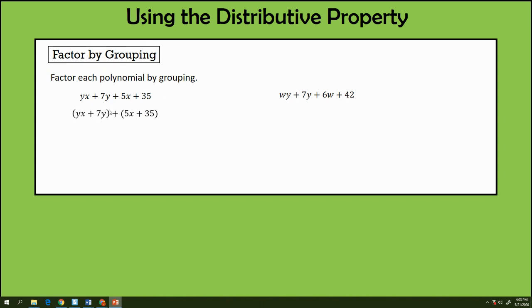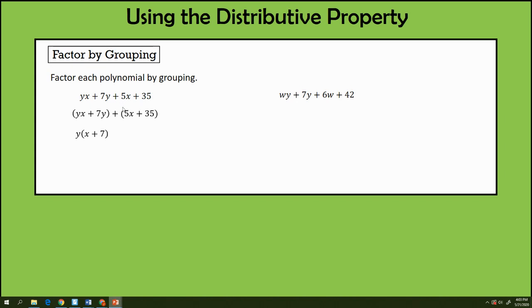Okay, now what you're going to do is take this first group and take out its GCF. What is the common factor between YX and 7Y? Well, you should see they both have a Y in common. That's the GCF. So if I factor a Y out of this first parentheses, it'll give me Y times X plus 7. If I distribute the Y through, I'll get Y times X and 7 times Y, or Y times 7. So this parenthesis is equal to this product.